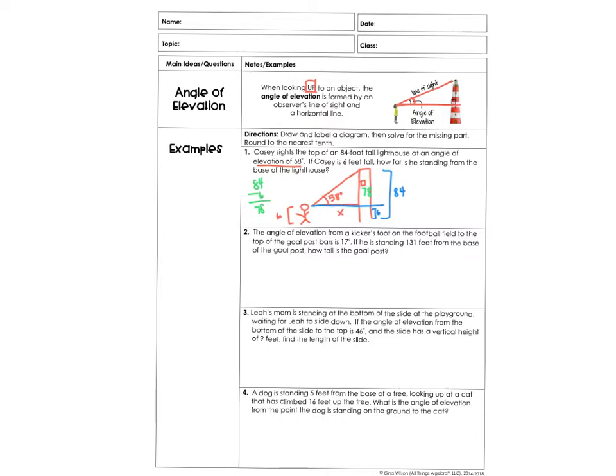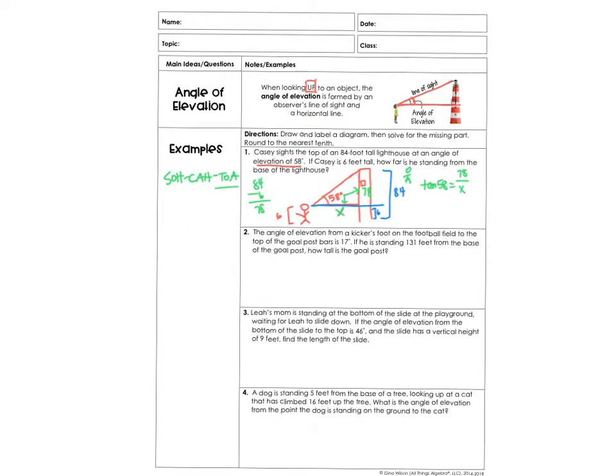Now, how far is he standing from the base of the lighthouse? So we're looking for X. So we are given an angle, and from that angle we are given the opposite and the adjacent side lengths. So opposite and adjacent, remember, if you're looking at SOHCAHTOA, if you have opposite and adjacent, you're looking at tangent. So we are finding tangent 58 equals opposite, which is 78, over adjacent, which is X.